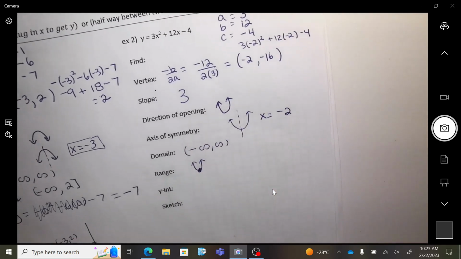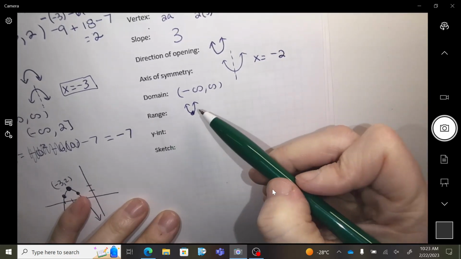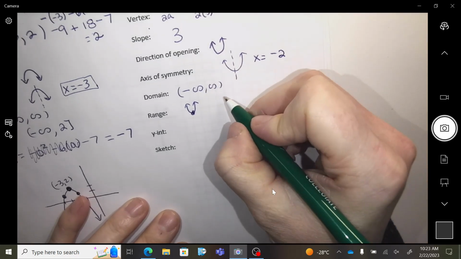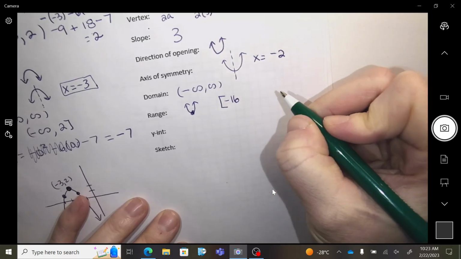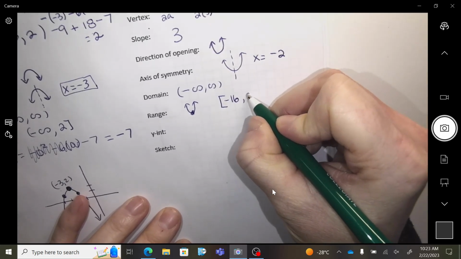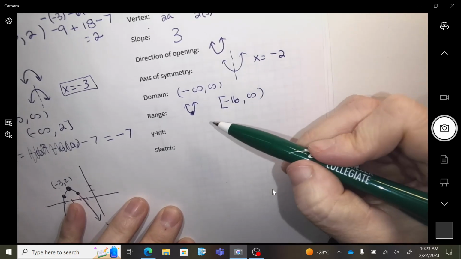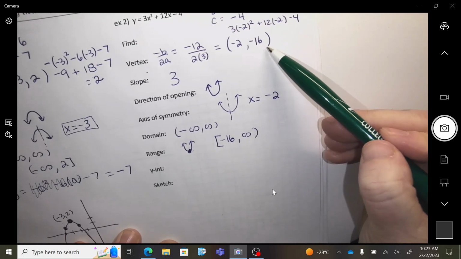So I have a range like this. So there's a minimum. What's the minimum height here? Negative 16. And then it would go upward. So where am I getting the negative 16 from? The y height of the coordinate.